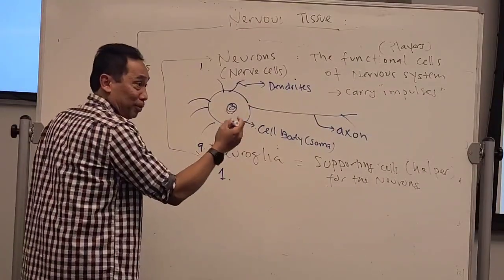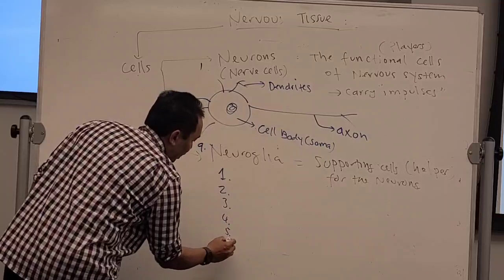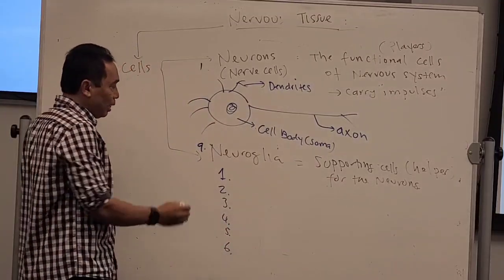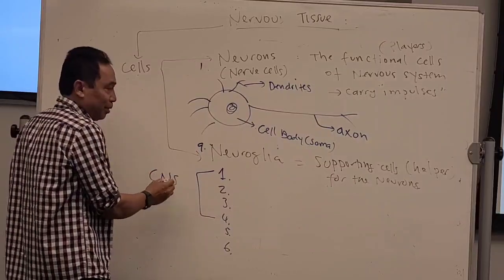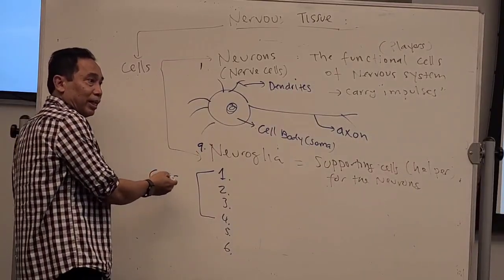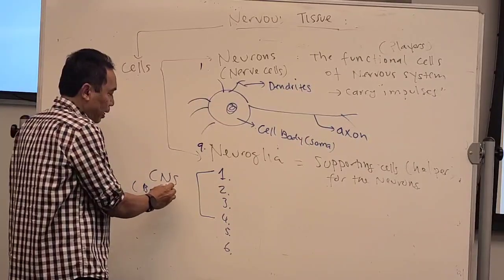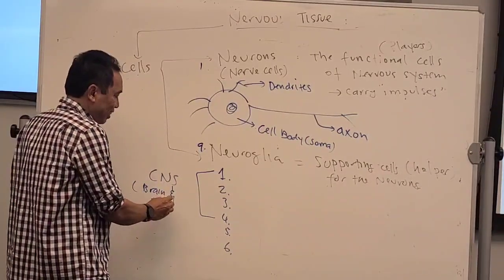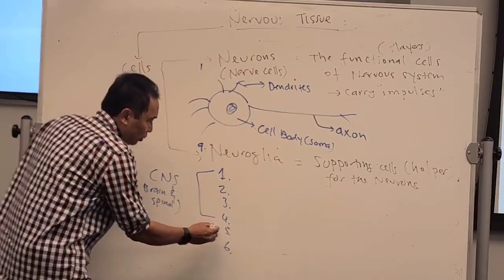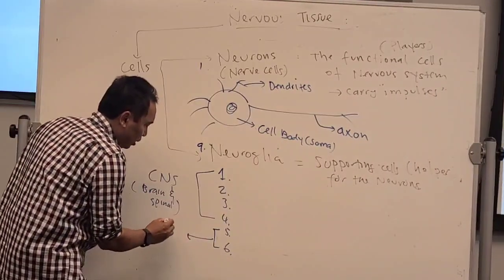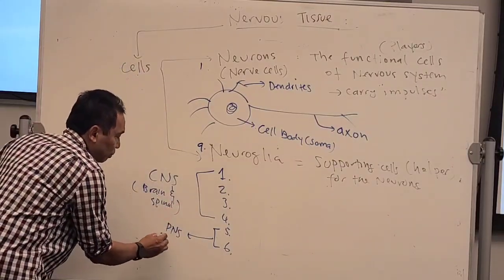What does a supporter do? Of course, support. There are 6 types of neuroglia. 4 of them are located in the CNS. What is CNS? Central nervous system, which is brain and spinal cord. The other 2 are located in the PNS, peripheral nervous system, which is nerve.